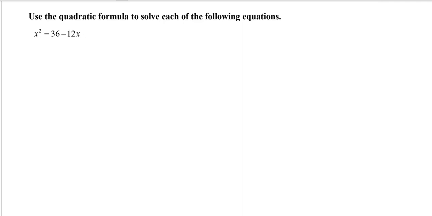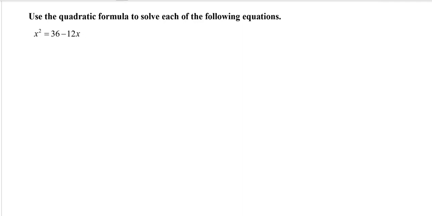In this video, we'll run through some additional examples of solving quadratic equations using the quadratic formula. So in this case, we want to solve the equation x squared equals 36 minus 12x. This one is not in standard form, so I'm going to get it in standard form first.